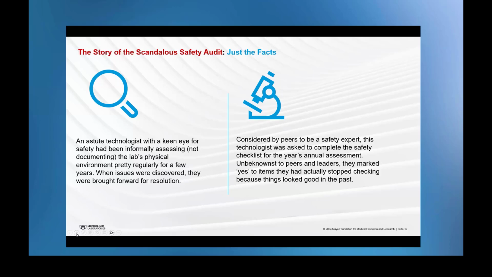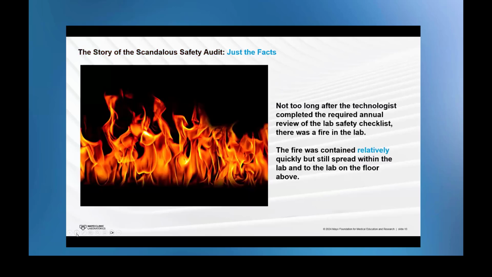So since this person was considered the safety expert, they were asked to complete the safety checklist for the year's annual assessment. Unbeknownst to peers and leaders, they marked yes to items they had actually stopped checking because in the past, those things looked good. Well, you can imagine what happened here. Not long after they completed that checklist, there was a fire. And if any of you have been involved in a fire in a laboratory, they spread quickly. And so you could say it was contained relatively quickly, but really it affected everyone and everything, including the lab on the floor above.